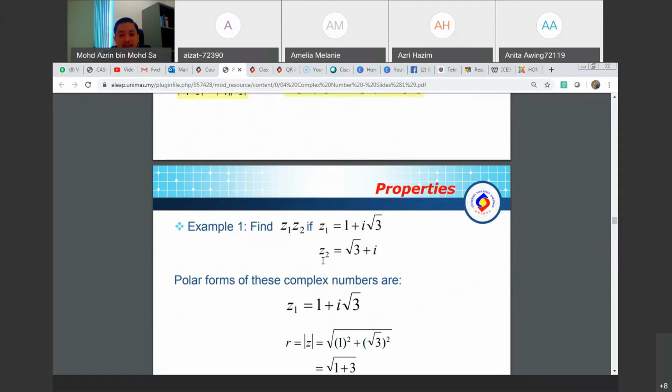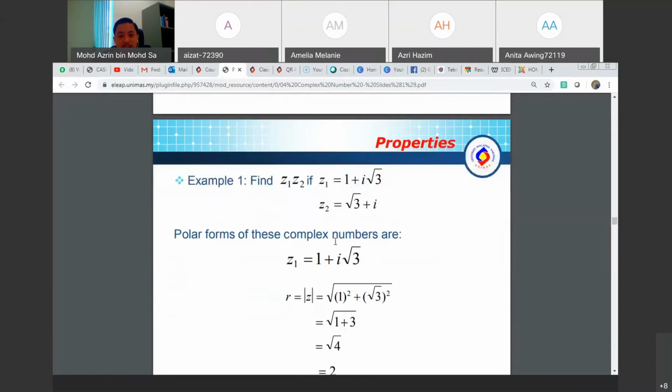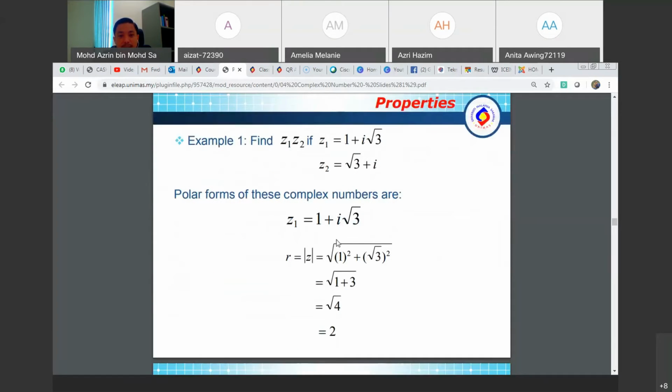Z2 is square root 3 plus I. So this is in the form of complex number. Now you can find what is the value of R.